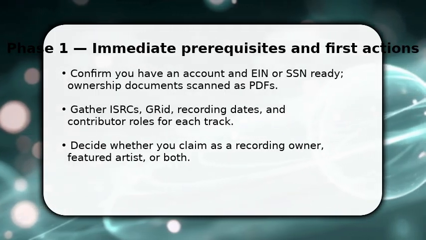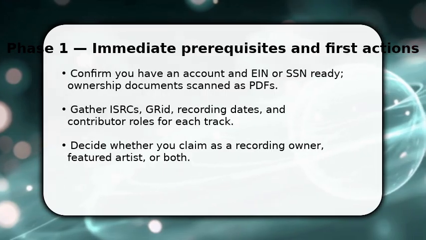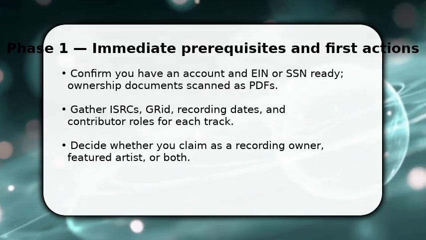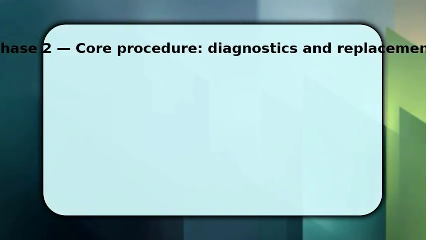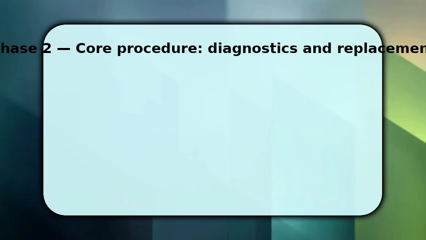Make sure to double-check spelling of legal names and contributor roles, since mismatches trigger manual review and slow payments. You now add each recording using the SRC to avoid duplicates. If a track is missing, create it with exact metadata.